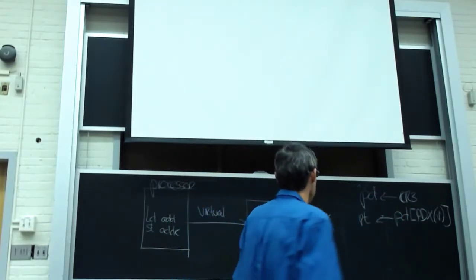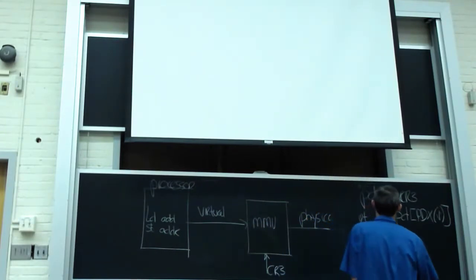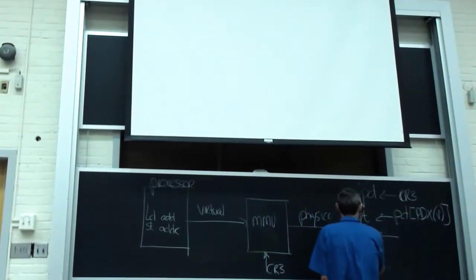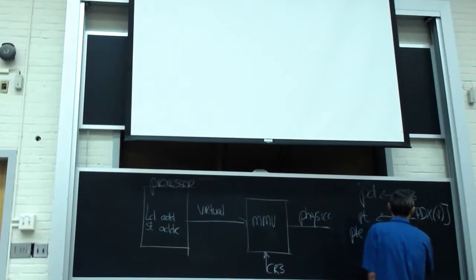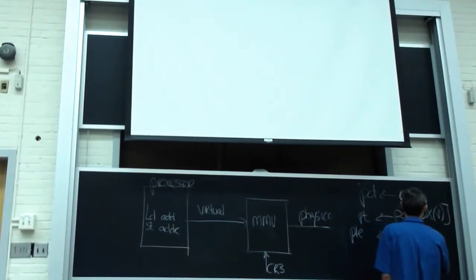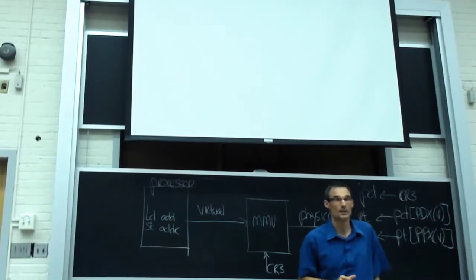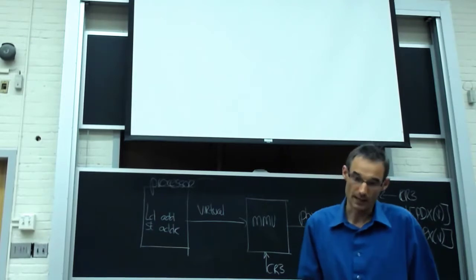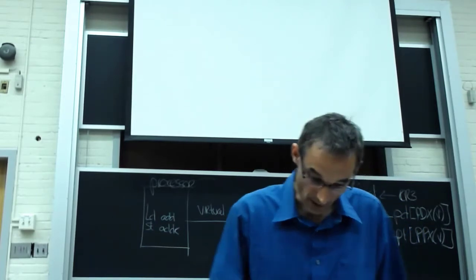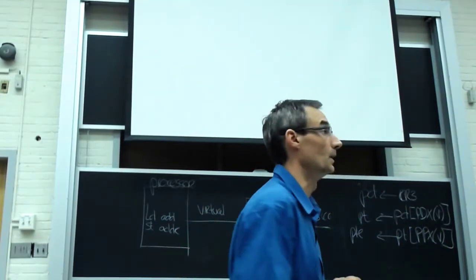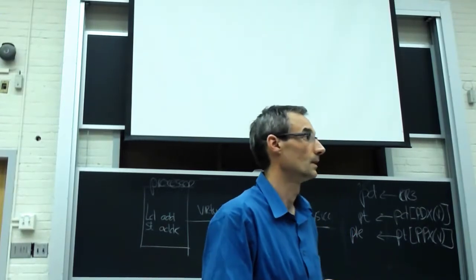Then we use the next 10 bits to index into the page table, and I think it's the PX macro that takes the next 10 bits out of the address and uses that as an index into the page table, which then gives us a PTE, a page table entry. Does that make sense?